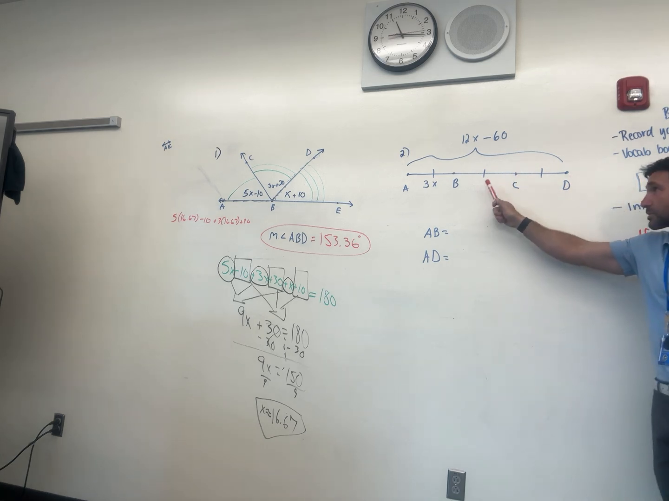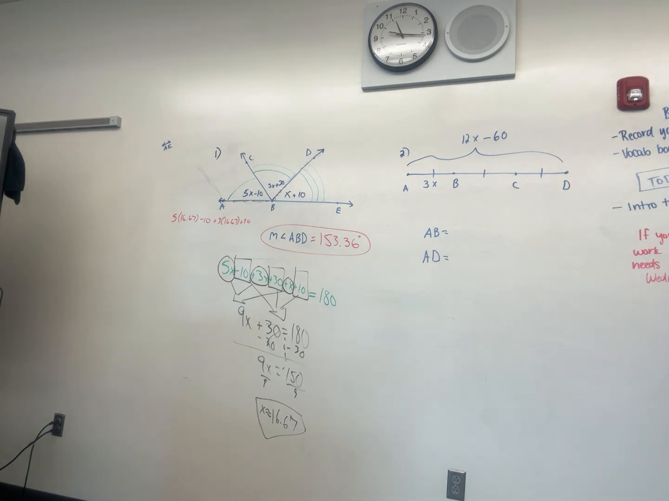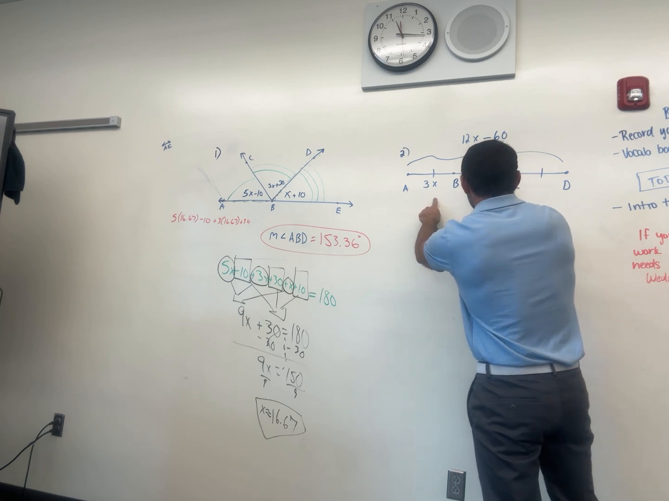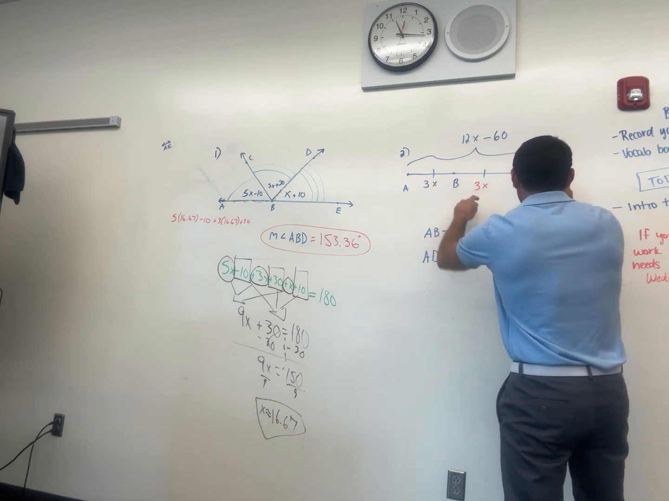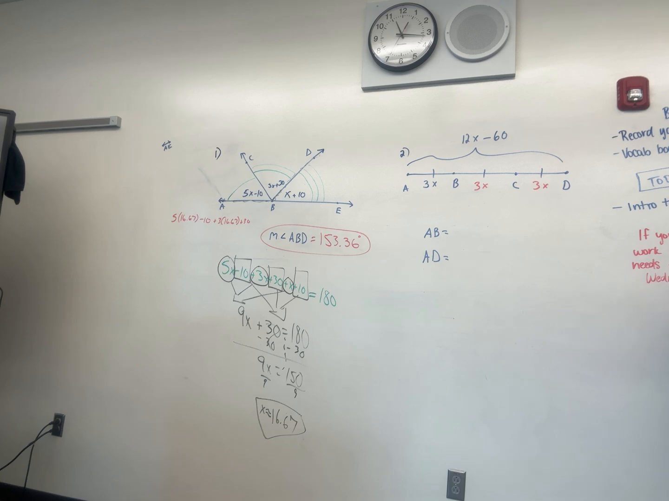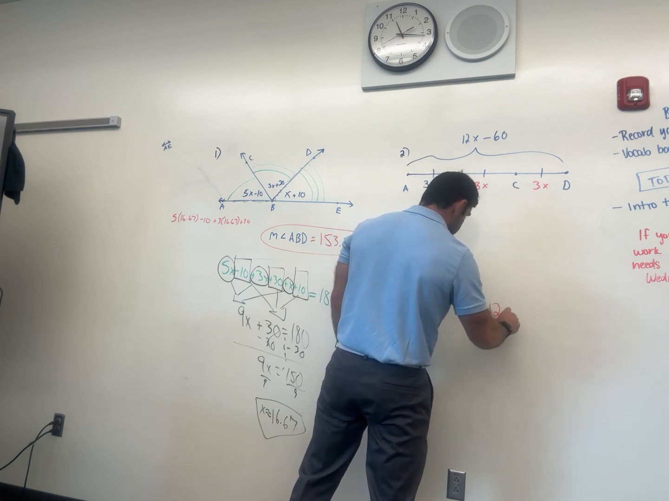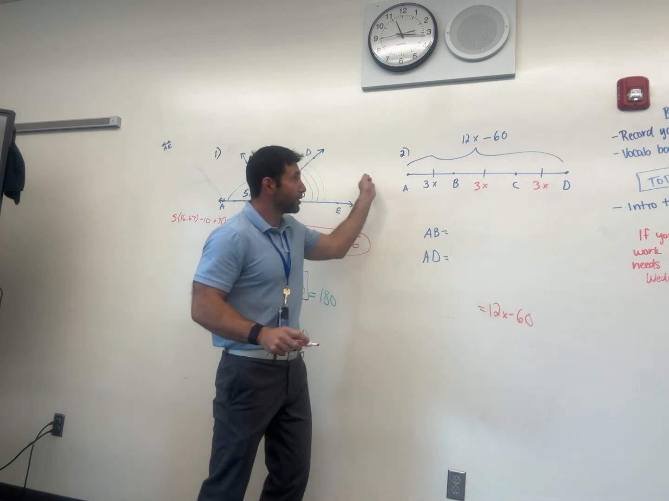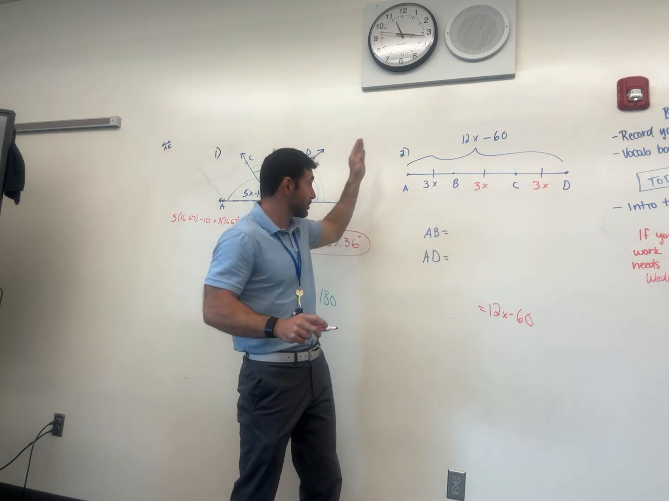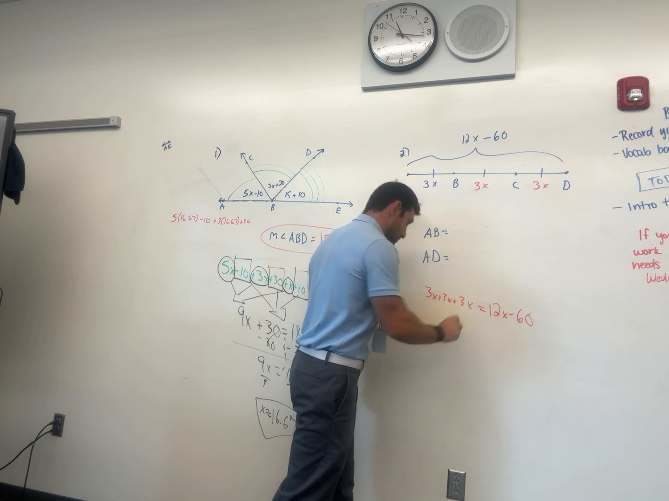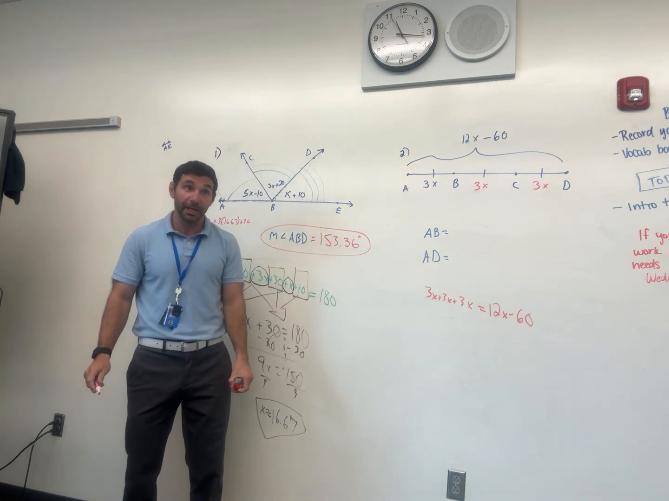This is different. What do these tick marks in between each segment mean? Go ahead, Esther. All the same. They're congruent. These are all congruent. So if this is 3x, this is 3x. If these are 3x, this is 3x. Well, now it looks pretty easy because we know the whole thing is equal to 12x minus 60. The whole thing is this entire line segment, so I have to add these parts to get the whole thing. Everybody with me? And if you don't have this, you should be copying it down.